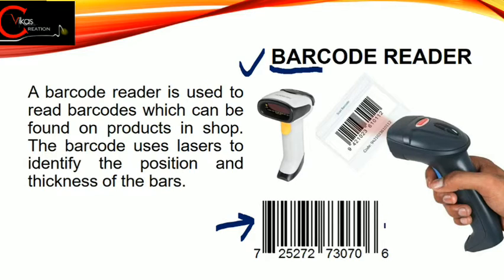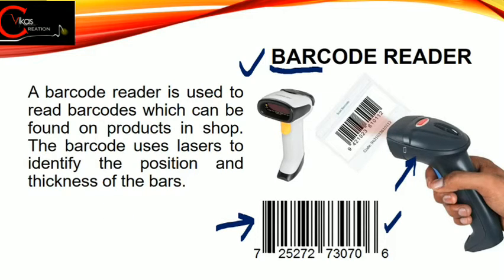Now, for the authentication of the product or for marking of the product, in the shops they scan this barcode by using a reader, and that reader is something like this. So this reader is termed our barcode reader device. So a barcode reader is used to read barcodes which can be found on products in shops. The barcode reader uses a laser to identify the position and thickness of the bars.